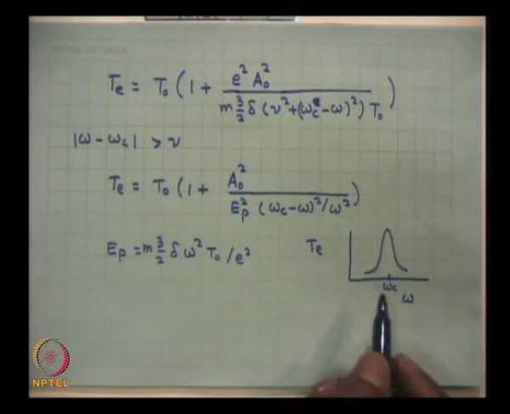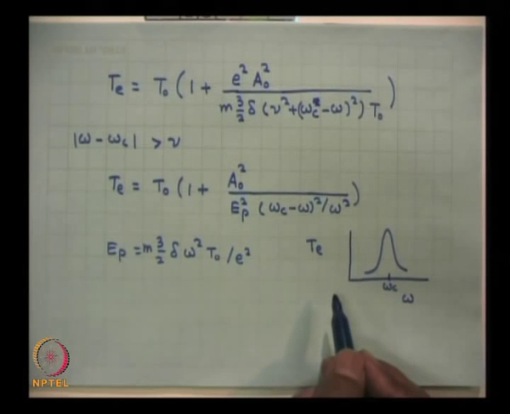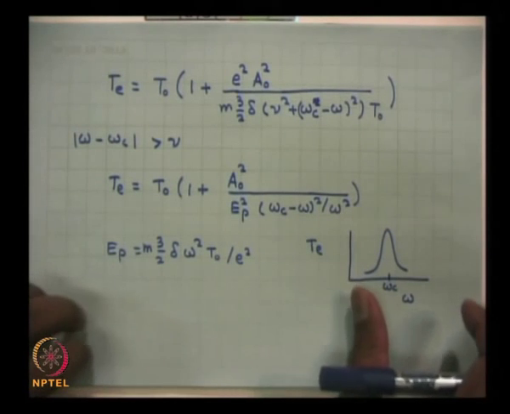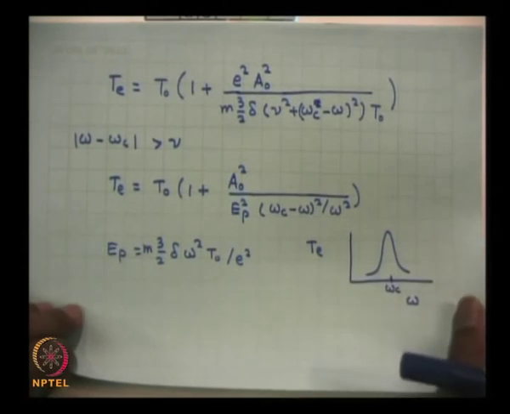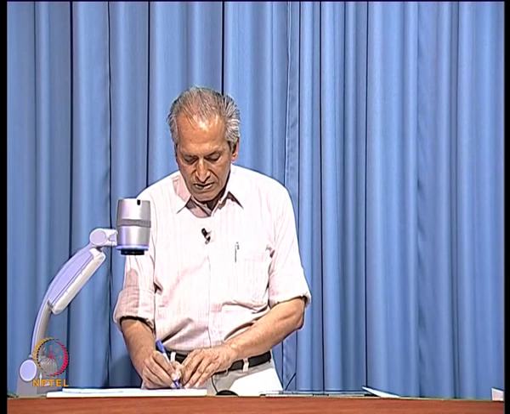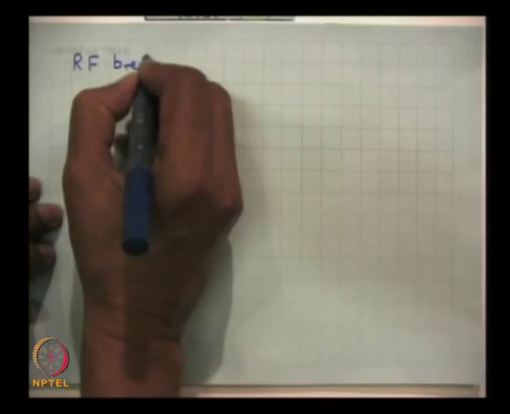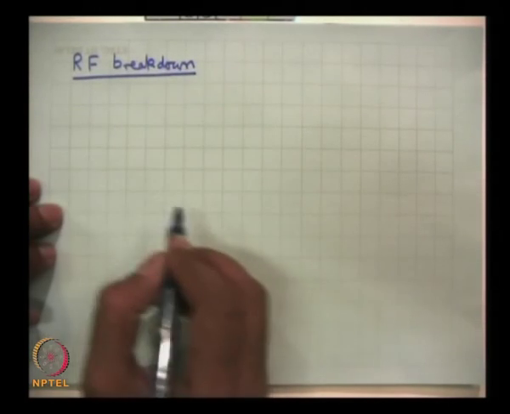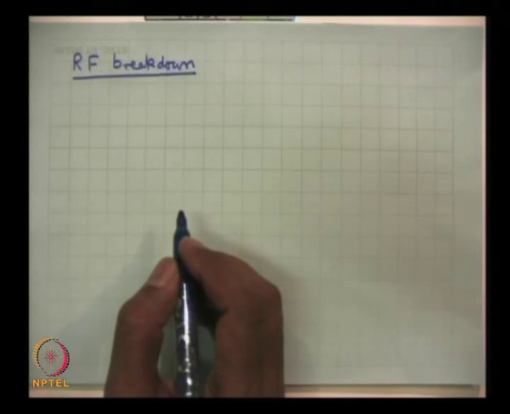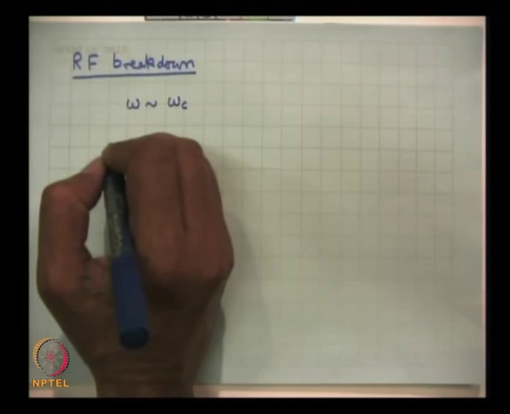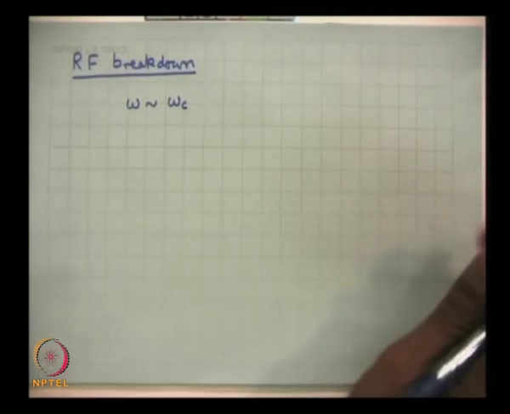I think before I close my discussion of RF conductivity of a magnetized plasma, let me mention a few things about plasma production by RF, radio frequency production of plasmas, or RF breakdown of plasma. So, a comment on this. Normally, a high frequency field of frequency omega of the order of omega c, you can apply to a plasma in the form of a wave.